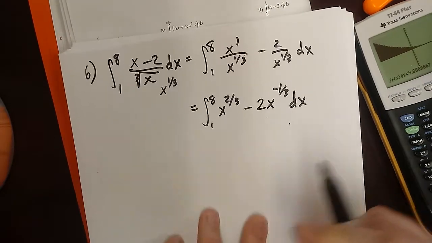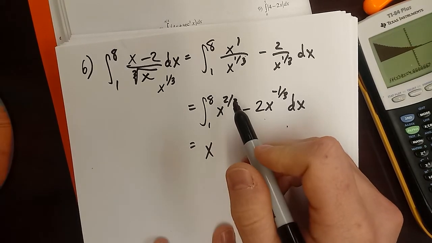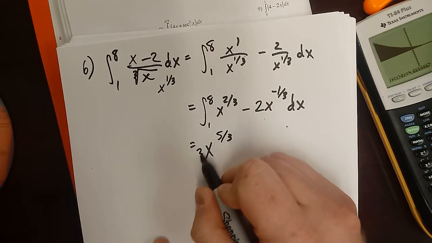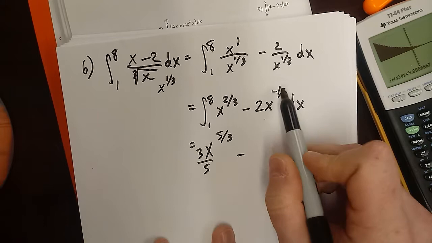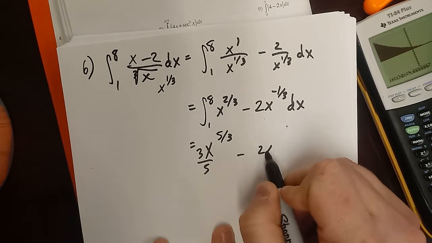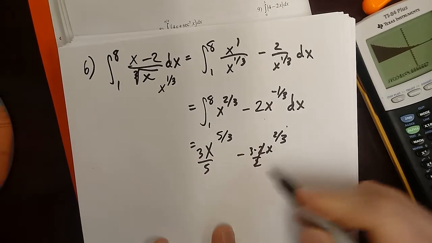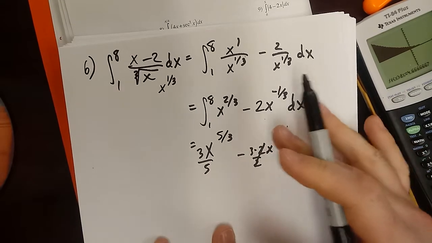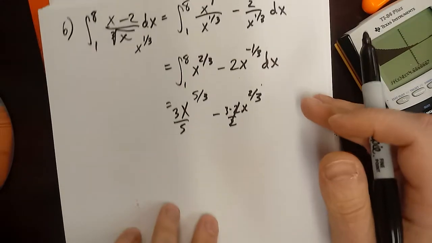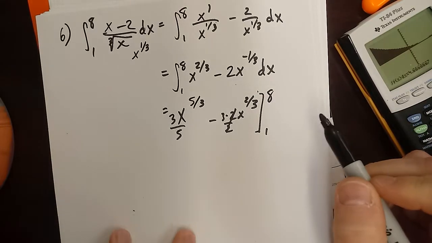And now when we take the antiderivative of this, we get x to the, add 3 over 3, right? Because we're adding 1. X to the 5/3 times 3/5. And then this will be x to the 2/3 times 3 over 2, right? So 2x to the 2/3 times 3 over 2. I was going to cancel those, but I didn't want to confuse anybody. And now we're going to evaluate that from 1 to 8.